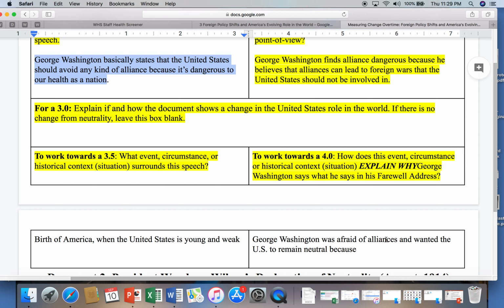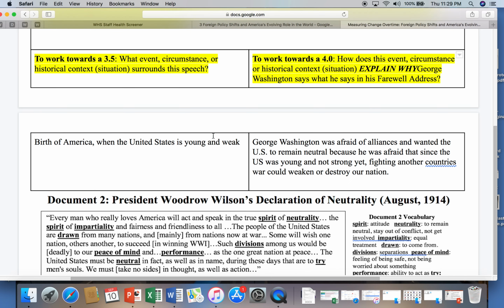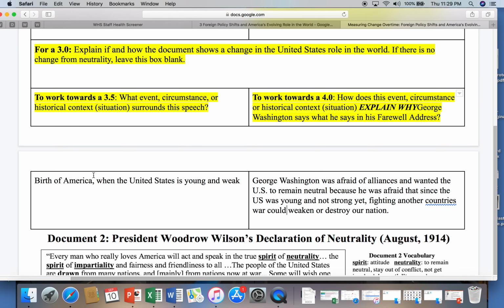George Washington was afraid of alliances and wanted the U.S. to remain neutral because he was afraid that since the U.S. was young and not strong yet, fighting another country's war could weaken or destroy our nation. And again, the document doesn't really say this. I'm just taking a look at when this was written and the fact that this is the birth of America, when we're young and weak, and using that to explain that he's really afraid that we might weaken or destroy our country if we end up fighting somebody else's war.